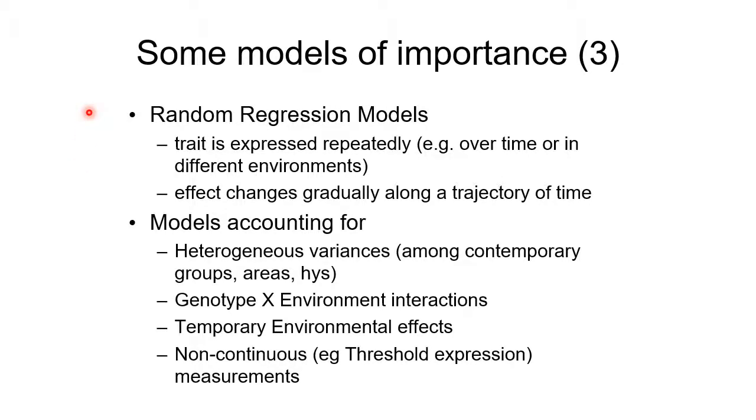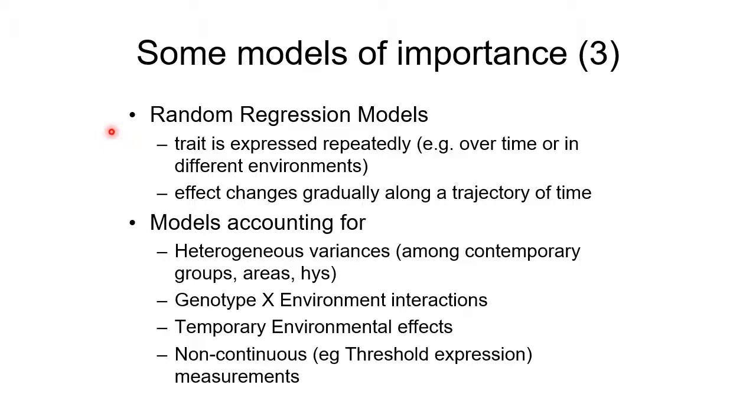We then continue with the discussion of more complex models for breeding value predictions. The next one I would like to discuss is the so-called random regression model. This is basically where traits are expressed repeatedly over time and maybe in different environments. And these effects of the environment change gradually along a specific trajectory of time.